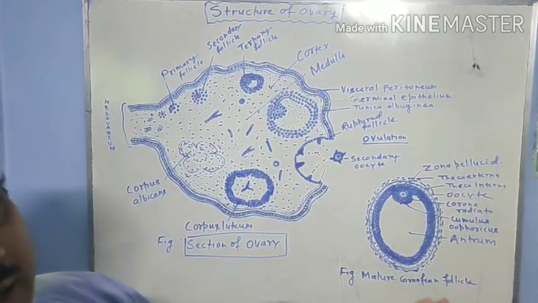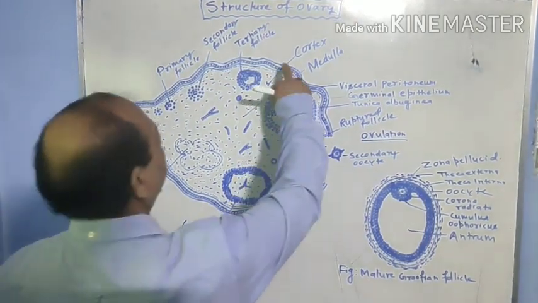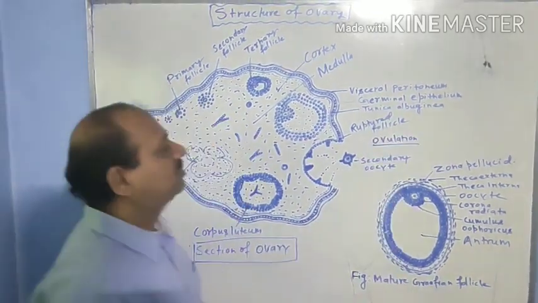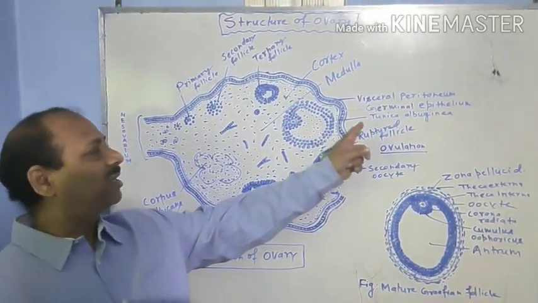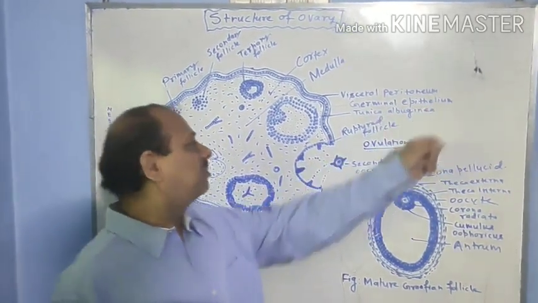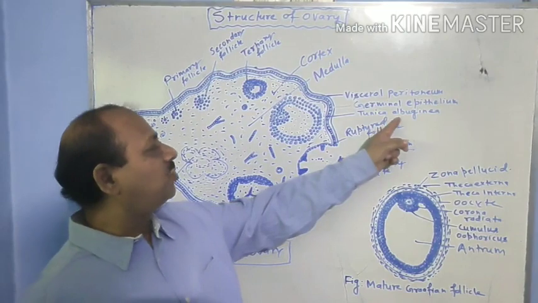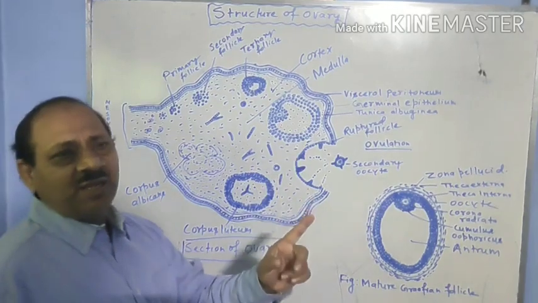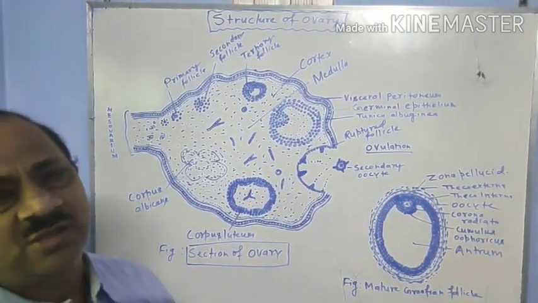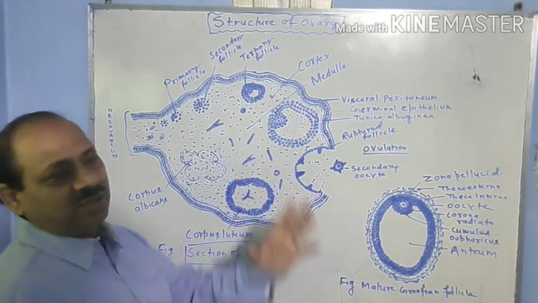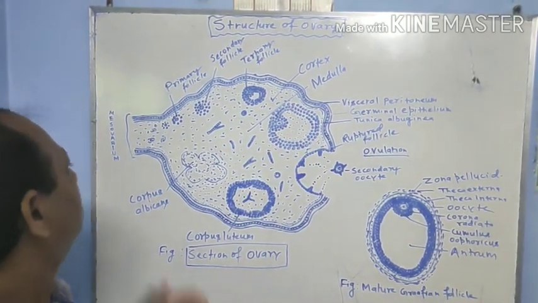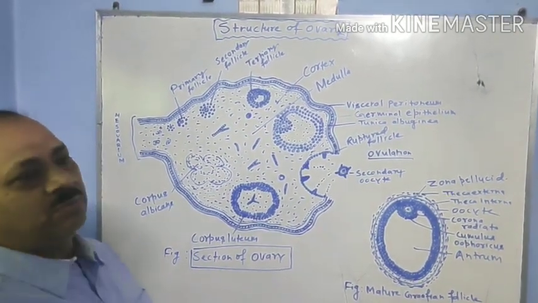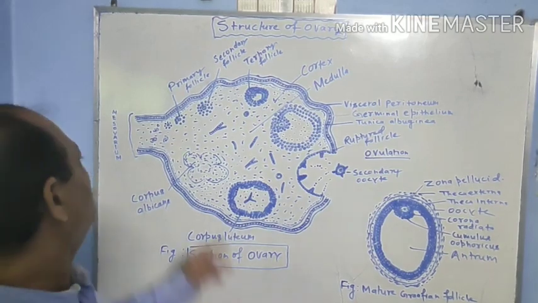Ovary is surrounded by 3 membranes. Here you can say outer membrane is known as visceral peritoneum, middle layer is known as germinal epithelium, and inner layer is known as tunica albuginea. Germinal epithelium consists of cuboidal cells. These cells divide to form oogonium, and oogonium divide to form oocyte.